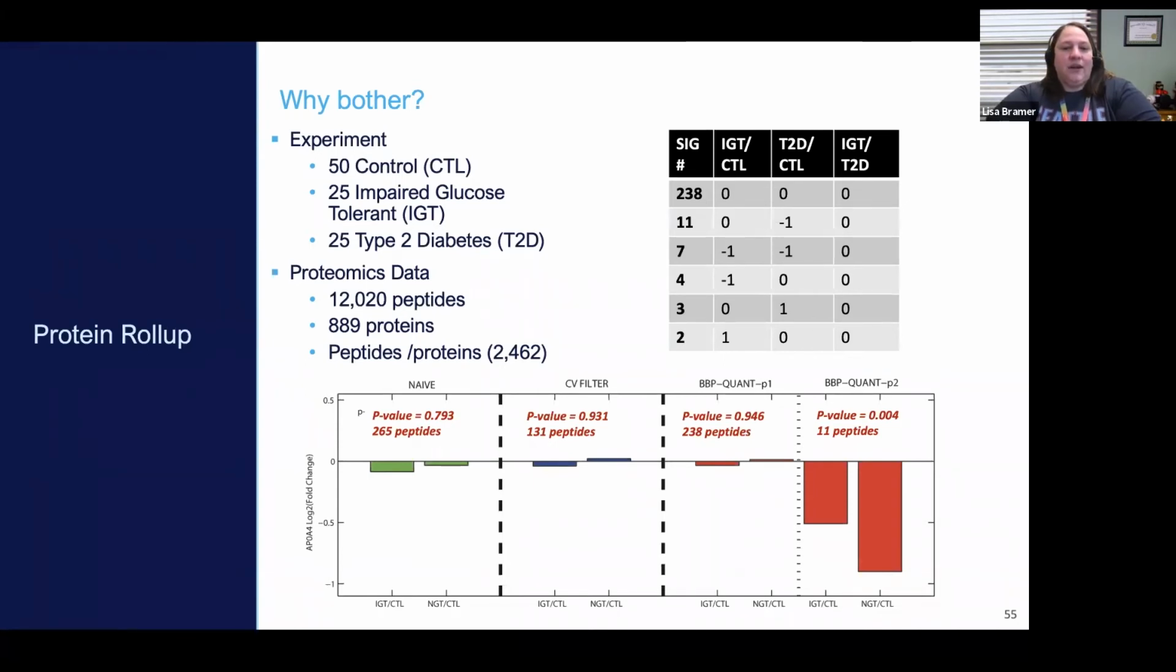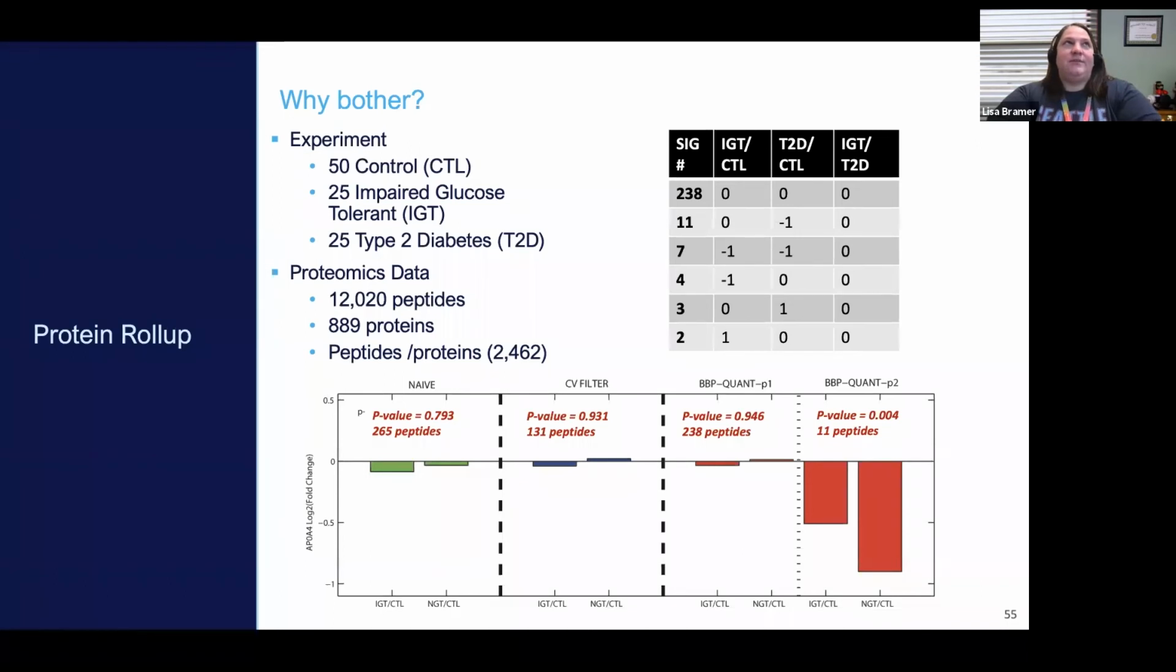So if you naively roll up to the protein level using all 260 peptides, on the left is what you see. So 265 peptides on the left of the naive box plot is what you see for the average fold change for two of the comparisons. We would find a p-value of 0.793, so it looks like nothing is significant there.